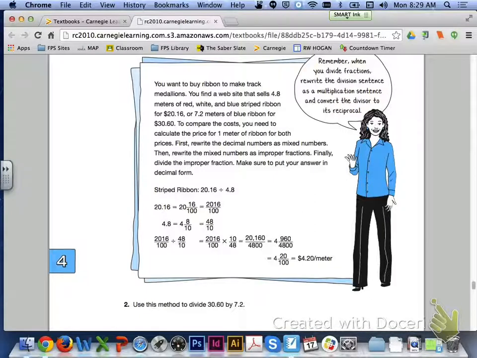Let's turn to page 292 and take a look at the problem situation. You want to buy ribbon to make track medallions. You find a website that sells 4.8 meters of red, white, and blue striped ribbon for $20.16, or 7.2 meters of blue ribbon for $30.60. To compare the costs, you need to calculate the price for 1 meter of ribbon for both prices. First, rewrite the decimal numbers as mixed numbers, then rewrite the mixed numbers as improper fractions, and finally divide the improper fractions and make sure that you put your answer in decimal form.